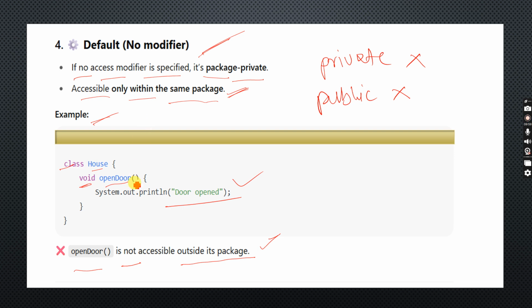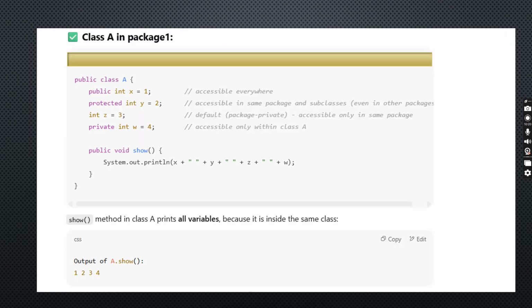Okay, so openDoor is outside of this package, not within the package. That's why the openDoor function does not work and you don't get the output. You need to be in the same package; only then is the default modifier accessible. So you understand what a default modifier is. So we go next.